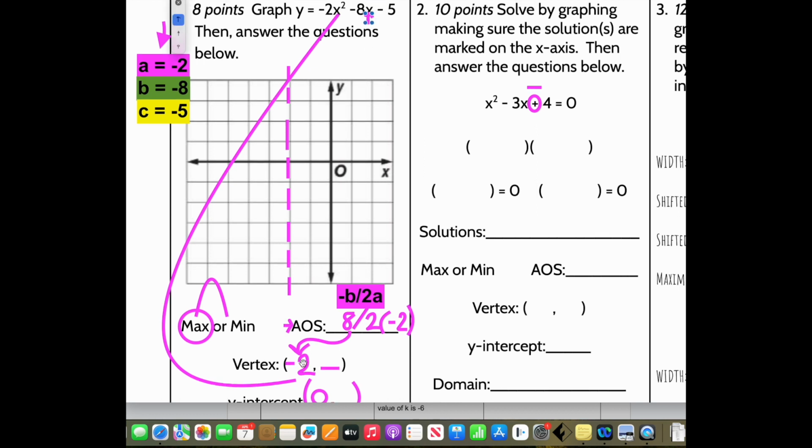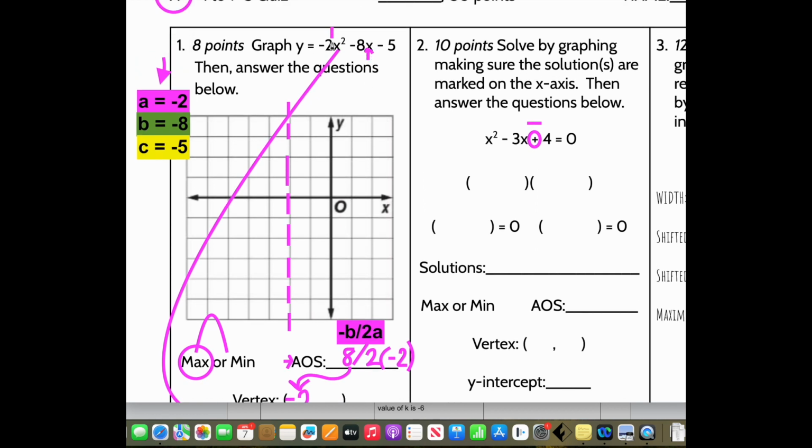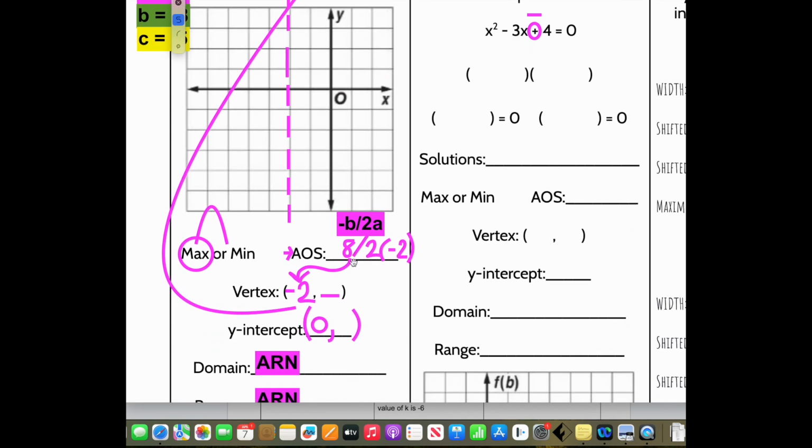So if x is negative 2, we're going to do negative 2 times negative 2, which is a positive 4. 4 times negative 2 is negative 8. Then if we take negative 8 times negative 2, we're going to get a plus 16. So negative 8 plus 16 is 8. And then 8 minus 5 is going to give us our y value of 3.